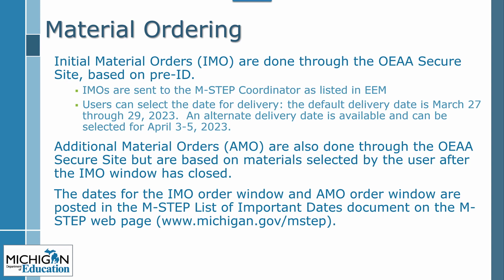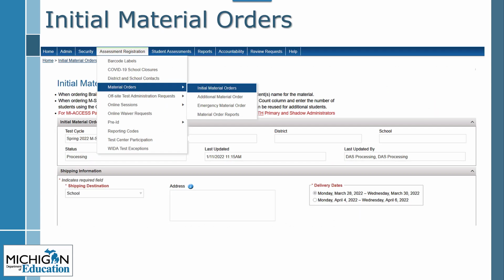Deliveries for AMOs are based on ordered materials. This is the Initial Material Order screen, or IMOs. You search by test cycle, and then you can select your shipping destination and your delivery dates. The first date listed is the default date, but you can change that in case there's something happening in your district or building during that week. The address listed is based on the address for the M-STEP coordinator in EEM. Make sure you verify that this is correct so that your materials are sent to the correct place.